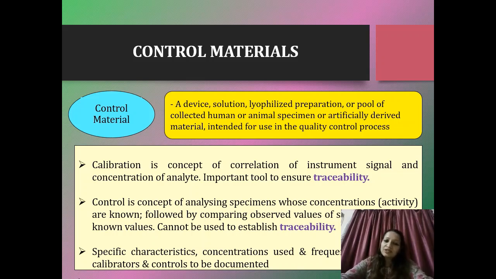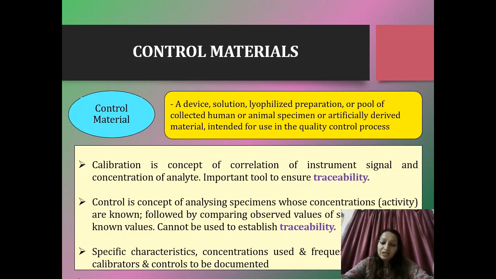Calibration is simply a concept of correlation of instrument signal and concentration of analyte, and it is an important tool to ensure traceability. Barring a few exceptions, as of now, the vast majority of controls is a concept of analyzing specimens whose concentrations are known, simply following calibration, and it cannot be used to establish traceability. Rather, we first need to run our calibrators to see how far our machine goes in giving the accurate value, or the value as close as possible to the true value.